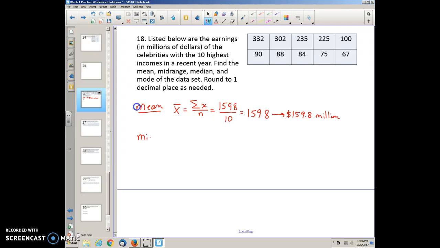Mid-range. Mid-range is minimum value plus maximum value divided by 2. If the data was sorted, it would be 67 plus 332 divided by 2. We get 199.5. In other words, $199.5 million.